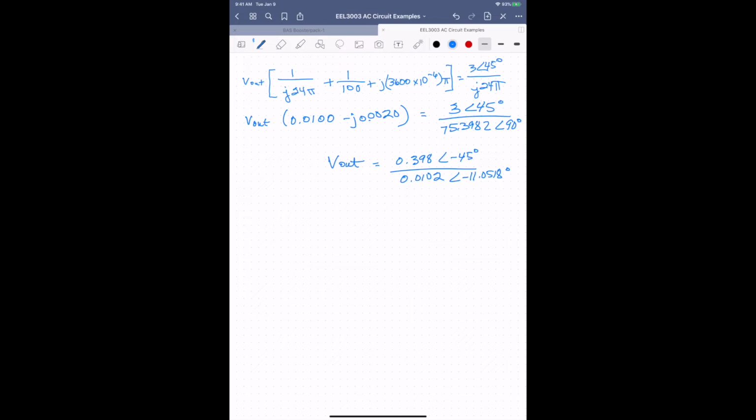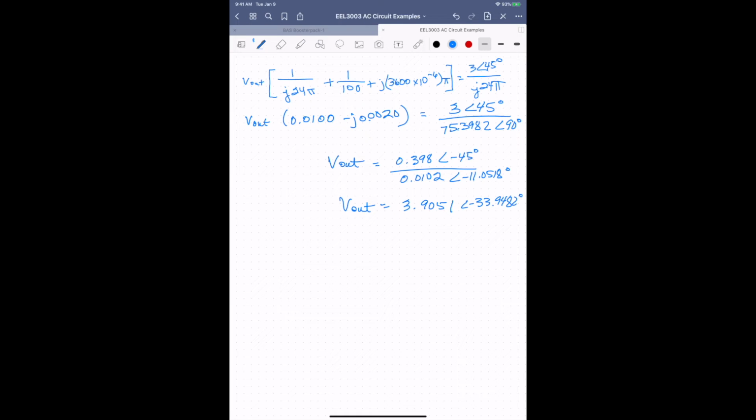Or if you prefer, you can divide this number by this number to get the magnitude, which will turn out to be 3.9051. Take minus 45, subtract minus 11, so it's going to give us an angle of minus 33.9482 degrees, and that's V out.